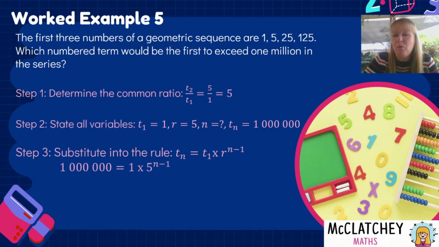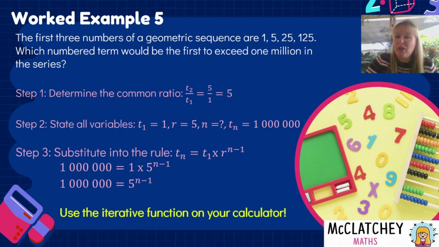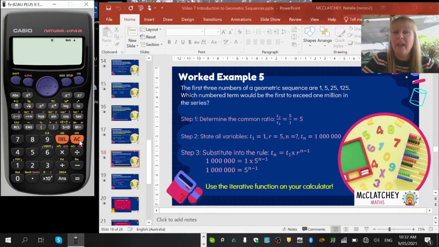1,000,000 equals 1 times 5 to the power of n minus 1. So once again, we're going to simplify that a little bit further, divide both sides by 1, and we're going to use that iterative function on our calculator again. So let's get that ready. Okay, so let's put 5 onto the calculator and press the equals button. And we're actually going to square it first. We're going to be multiplying it by 5. That's what a power does, multiplies it by itself. So the first time I press the equals button, I've got 5 squared.